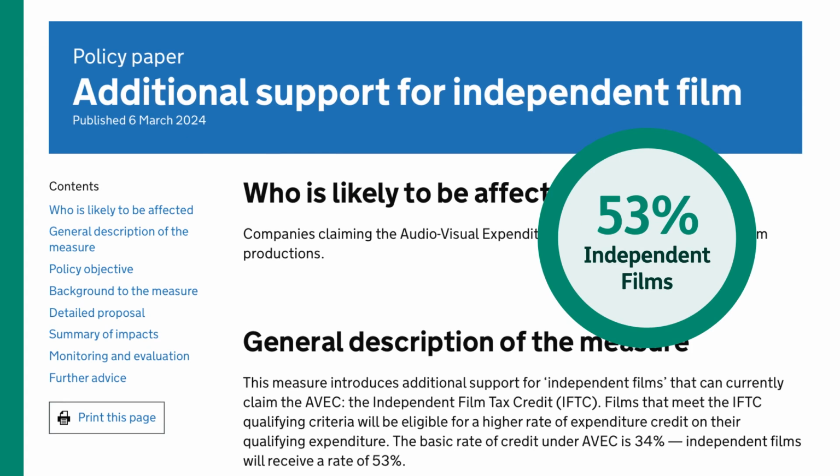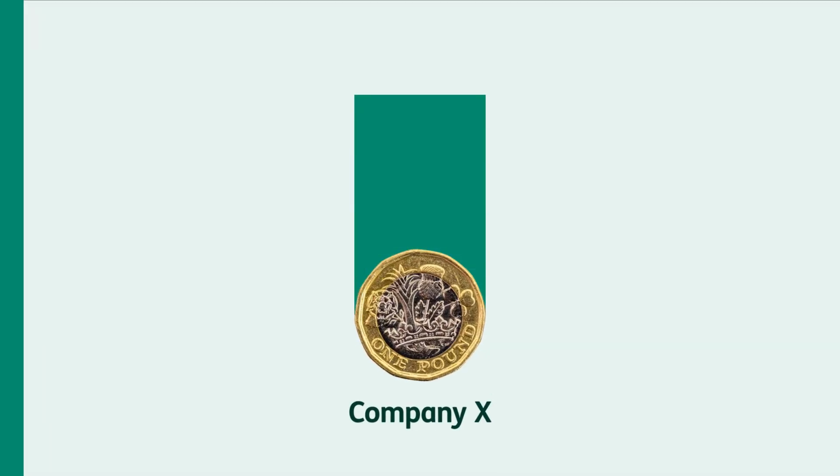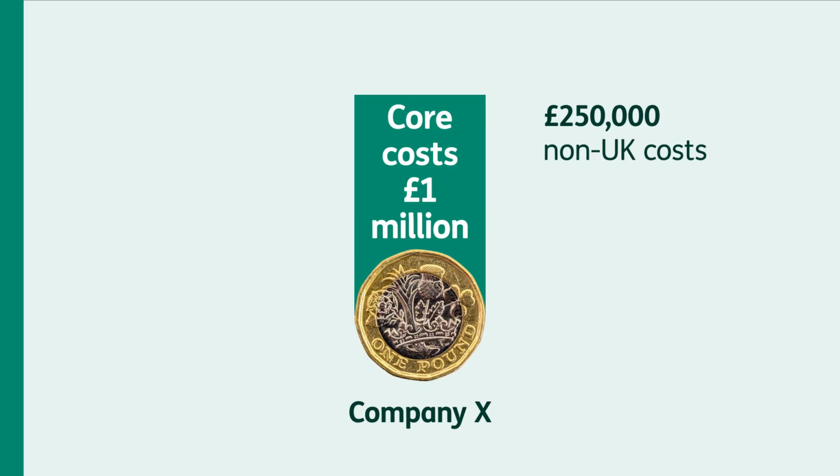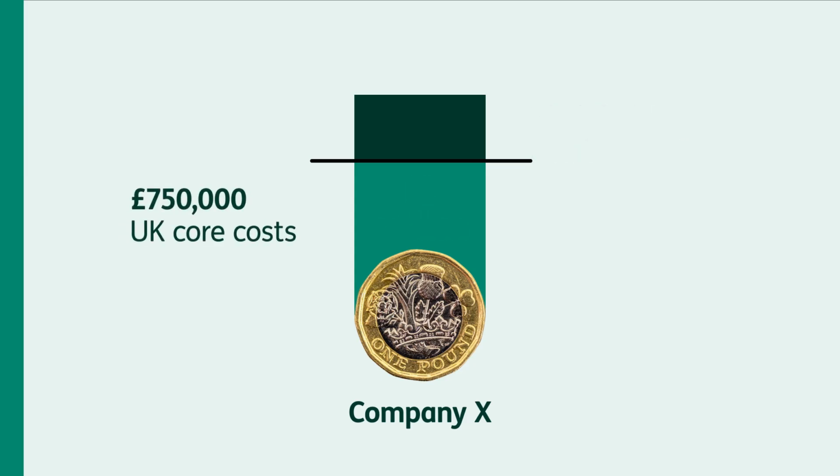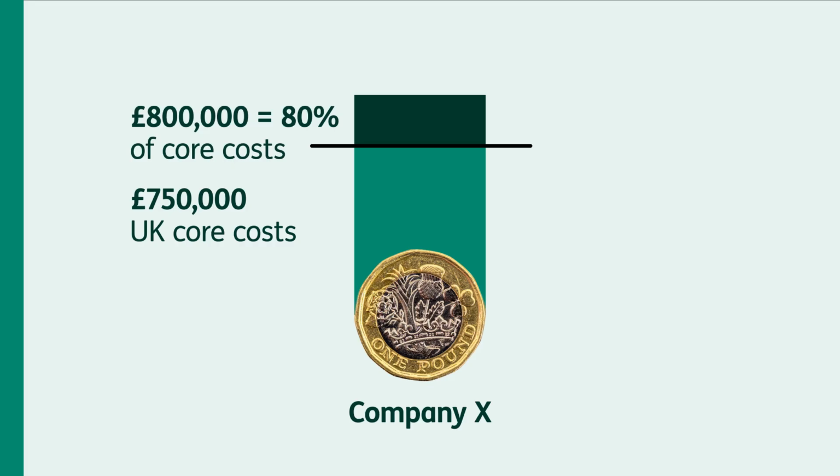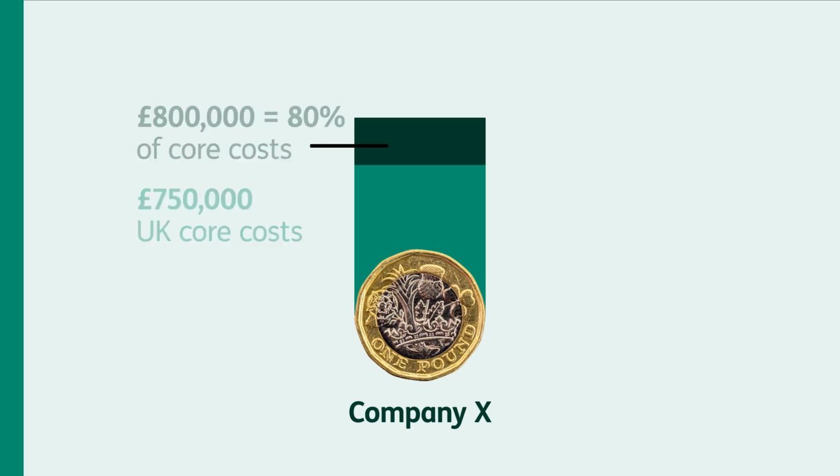For example, Company X is producing a film. Its total core costs are £1 million, of which £250,000 are non-UK costs. This means that the UK core costs are £750,000, and 80% of the total core costs is £800,000. Company X's qualifying expenditure to date is the lower of these two figures.